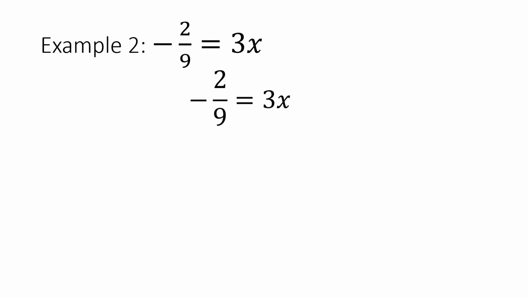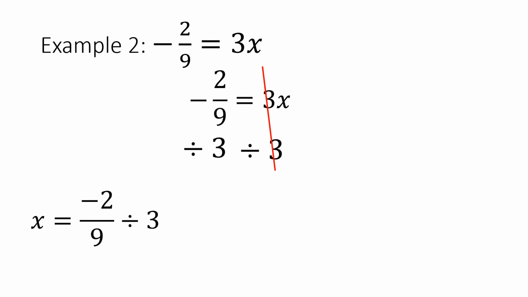So what we do to one side of the equation, we must do to the other side of the equation. So we're going to divide both sides by 3. The 3 on the right is going to cancel. We're left with x equals the negative 2 over 9 divided by 3.